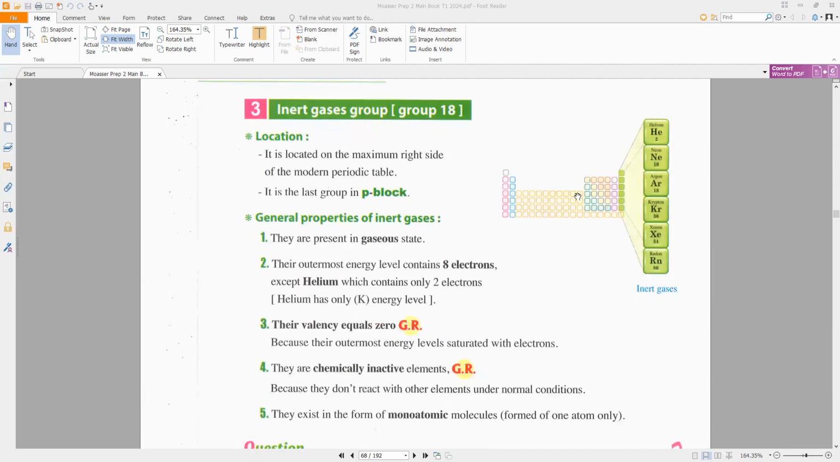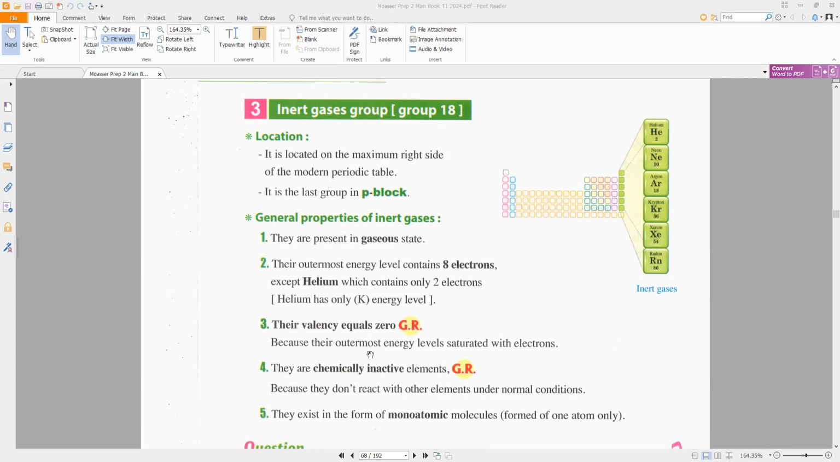It's located in the B block, like hydrogen. It's part of helium, then neon and argon, krypton, xenon, and radon. All of them are gaseous states. All of them have 8 electrons in the outermost. So it's called zero group or valency zero.